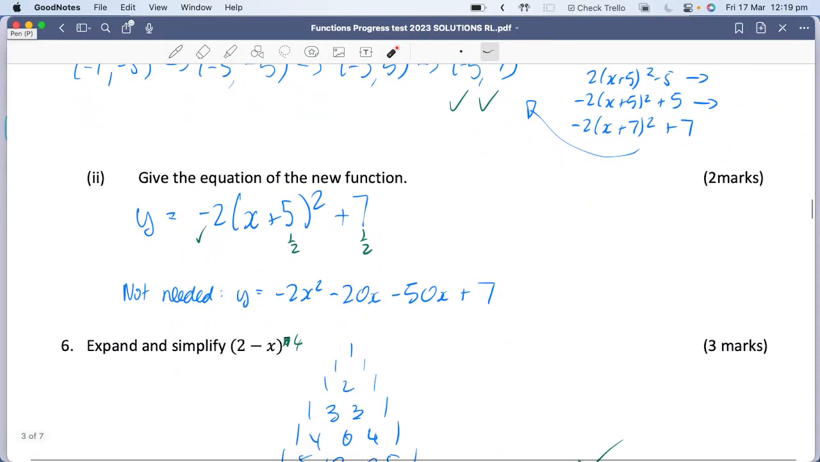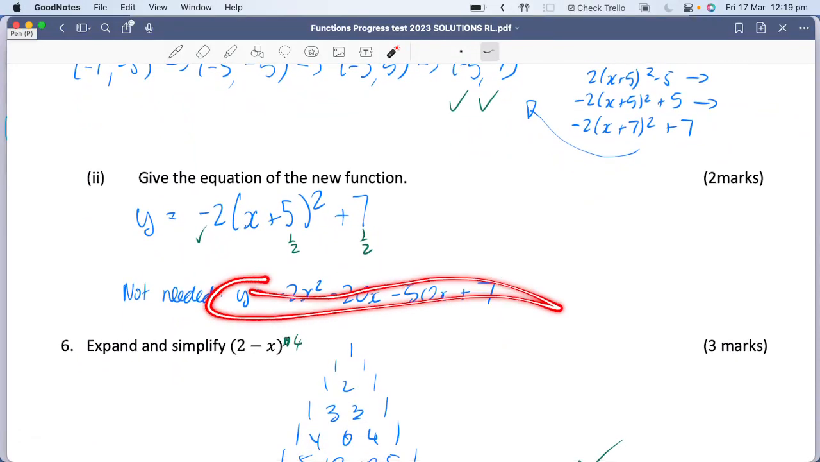A couple of you did this. You expanded it. You do not need to do that either. Leaving it in turning point form is 100% acceptable. And that's it for that one. Anyone got any questions?